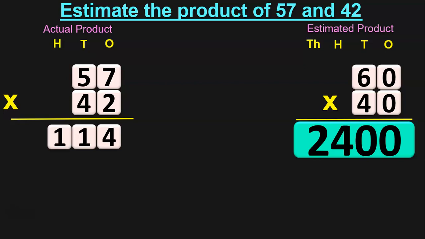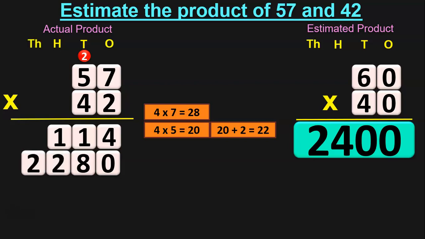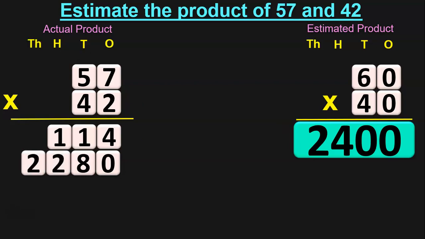Next, remove these calculations because now we have to multiply 57 by 40 because 4 is in the tens place. Before that, add a 0 in the ones place. 4 into 7 is 28. 8, carry over 2. 4 into 5 is 20. 20 plus 2 is 22. So 2, and the next 2 will move to the thousands place.